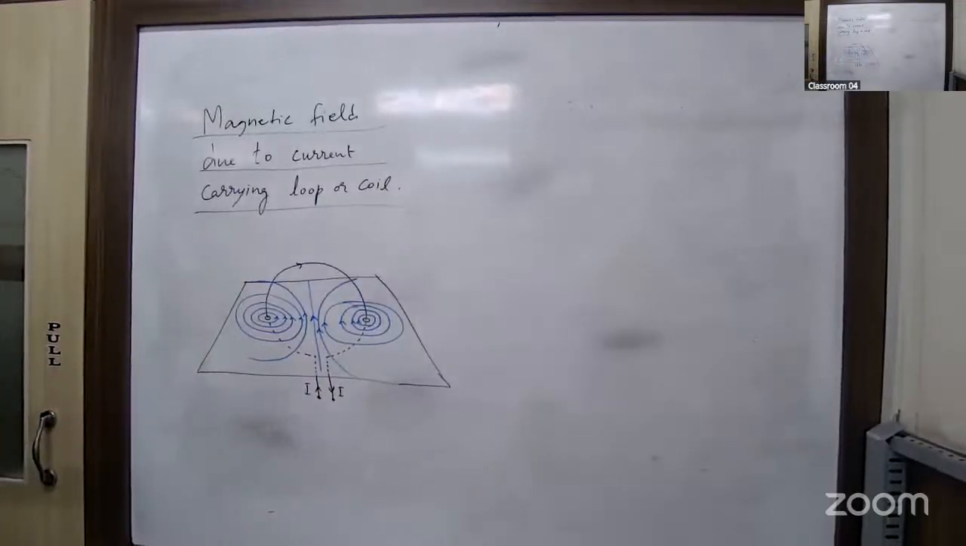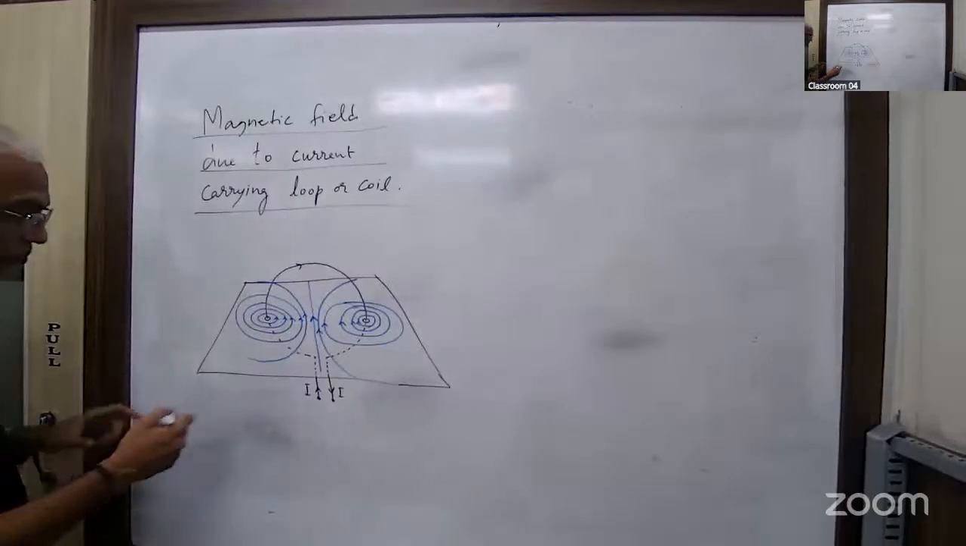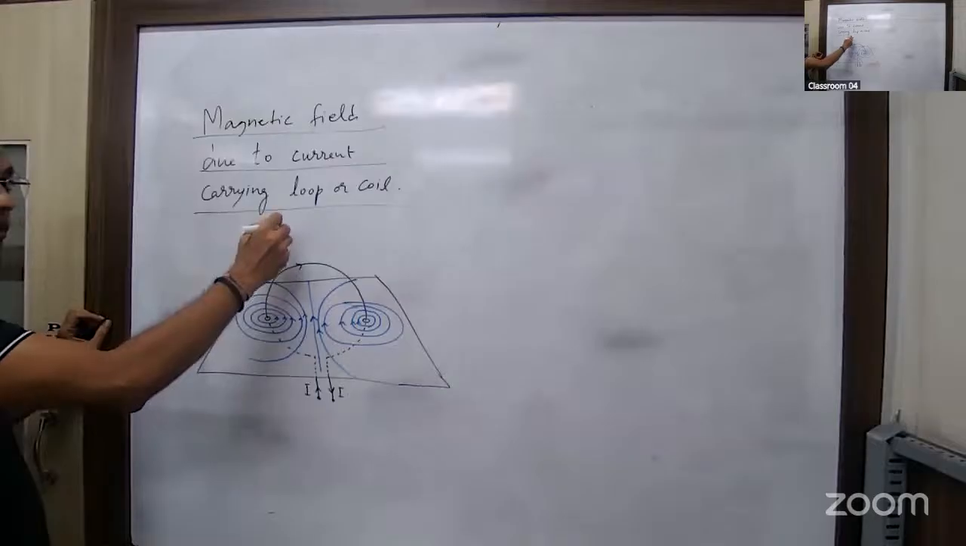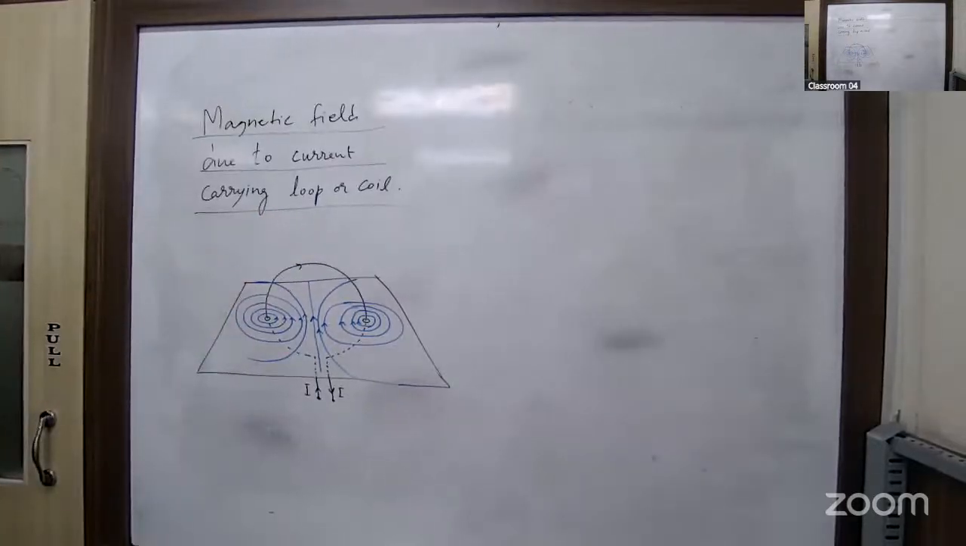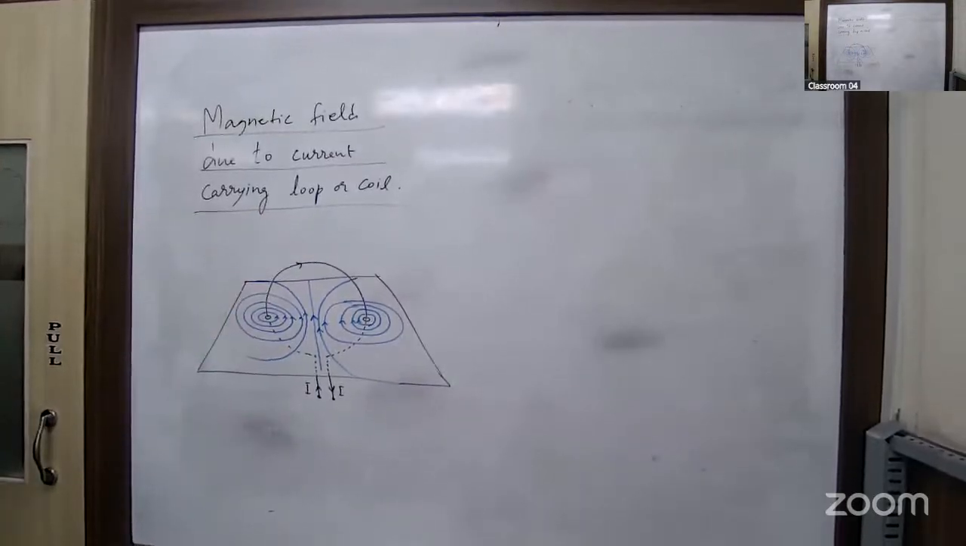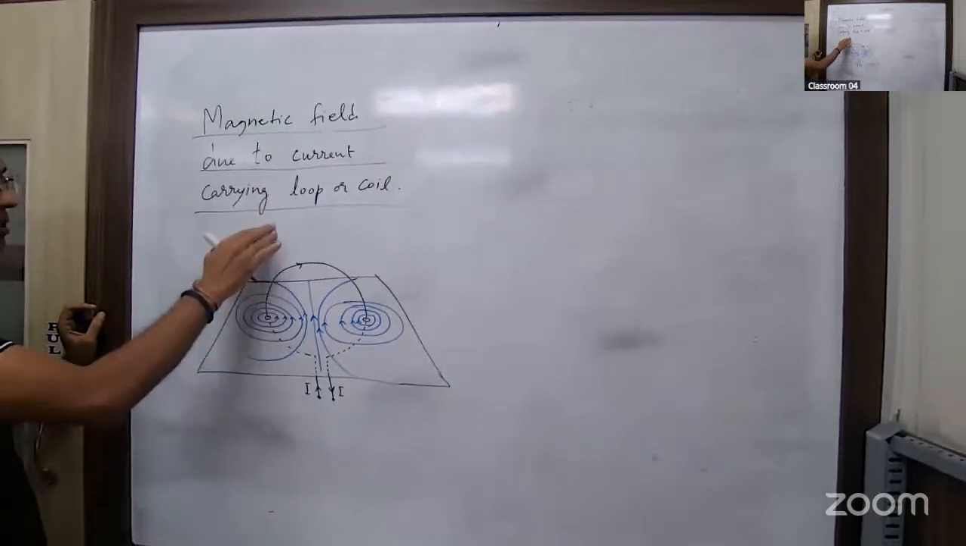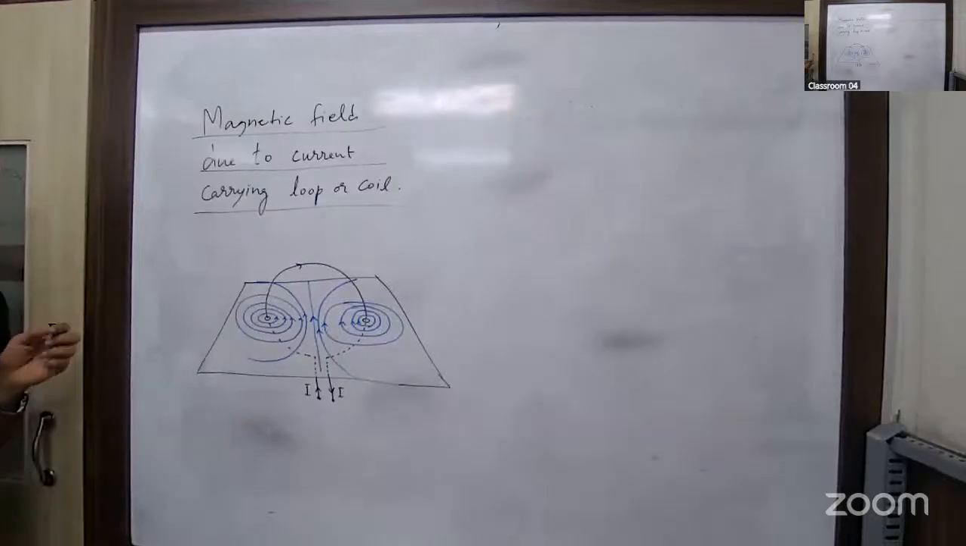Okay. So when you see from this side of the table, field is entering the loop. But when you see from this side, field is coming out. Correct? यहाँ से जब देख रहे हो, तो field is entering inside. और जब यहाँ से देख रहे हो, field is coming out. समझ में आया कि नहीं?